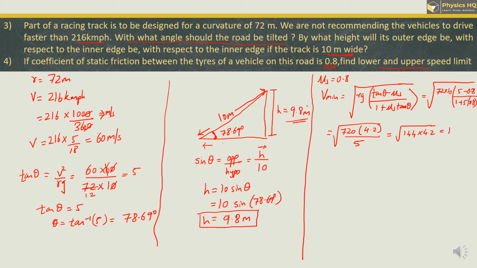But you need to look for root of 4.2 from the log table. Once you solve this, you will get 24.59 meter per second. So this is the minimum velocity. Now what about maximum velocity or upper speed limit?